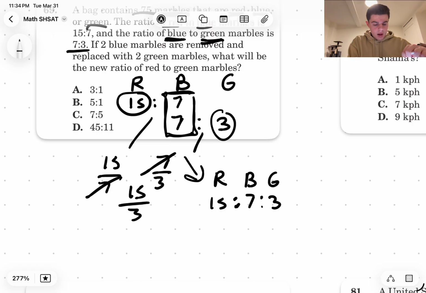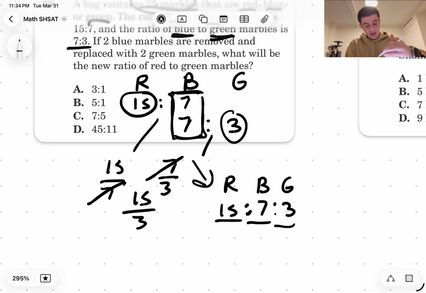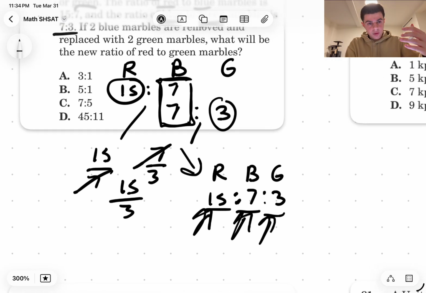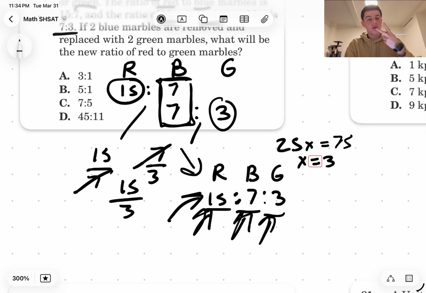Now that we have this proportion, we know basically how everything is divided up within these 75 marbles. Because we know that there are 75 marbles, we can just add up the total number of parts. Since every part should be equal, we can find out how much each individual part is. So we know that 15 plus 7 plus 3 is 25. So 25 times some number, which is what we're trying to figure out, is going to equal 75. And we figure out that that number is 3, so each one of these represents 3 marbles.